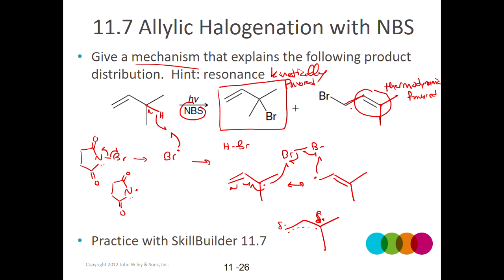So which ones do you get more of might be determined by the temperature. If you increase the temperature, you might produce an equilibrium that gives more of the thermodynamically favored product. At the lower temperatures, it might only go through the pathway that produces the kinetically favored product.